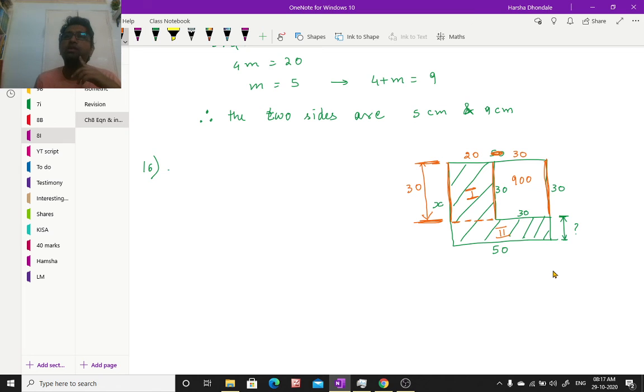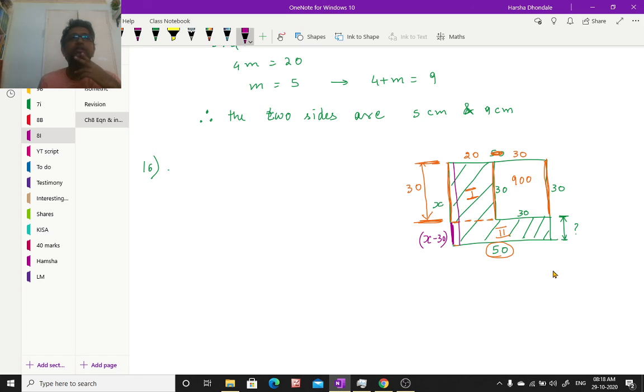Now let us come to the second part. I need the length and breadth. This part is 50, easy, and then for the remaining part, let me choose purple. The entire thing, from here till here, is x, and the top part is 30, so the remaining part is x minus 30.